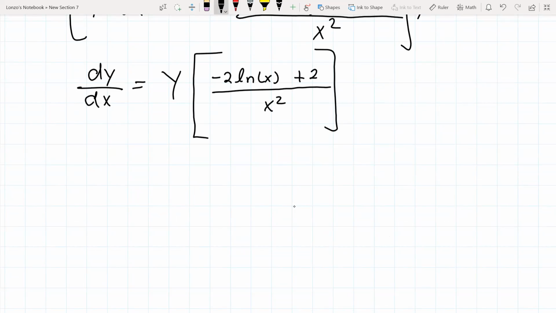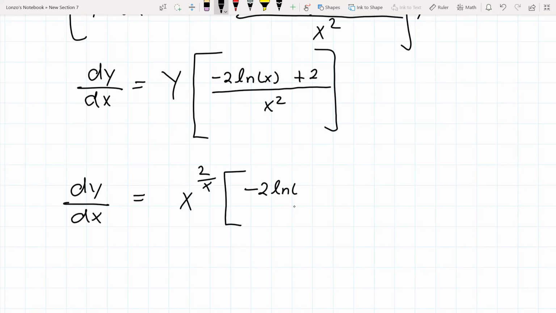So your final answer should be dy over dx equals x to the 2 over x, times negative 2 ln of x plus 2 over x. Okay, so that is your final answer for that one. And then I think there's one more.